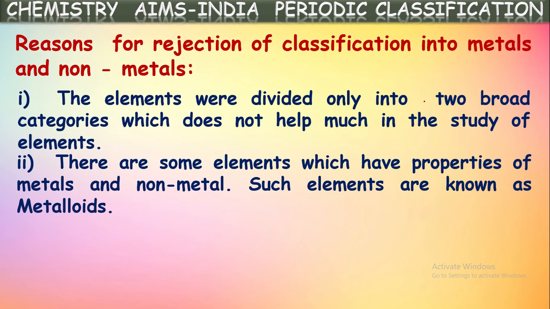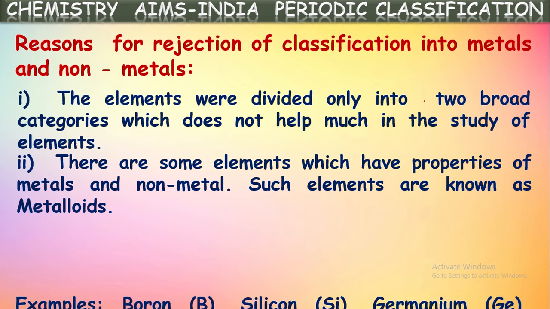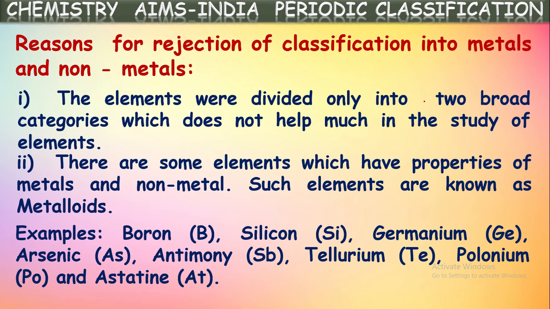One more point for the rejection is that there are some elements which have the properties of metals as well as non-metals. For these elements, there is no separate categorization. Those elements are actually called metalloids nowadays. The elements which can show the properties of both metals and non-metals are called metalloids, but he could not classify these elements into another separate group. He fit these elements into either the metals group or the non-metals group. But these elements can exhibit properties of both metals and non-metals. These are called specially metalloids. So this also we can say is one of the limitations. Let us hear some examples of metalloids: boron, silicon, germanium, arsenic, antimony, tellurium, polonium, and astatine. These all come under metalloids, and these elements can exhibit the properties of both metals and non-metals.